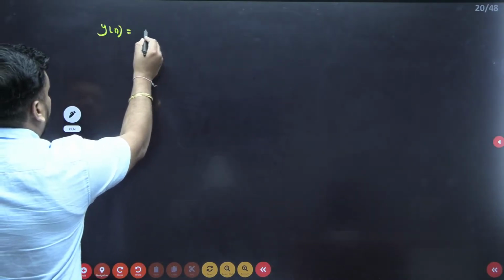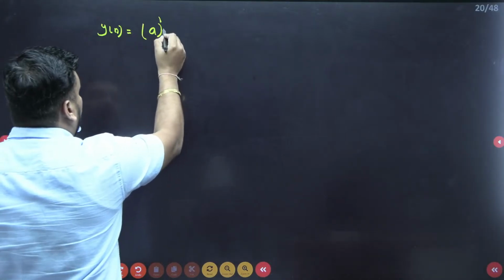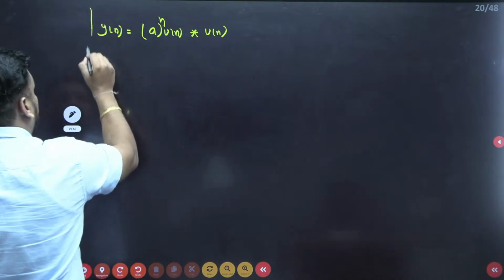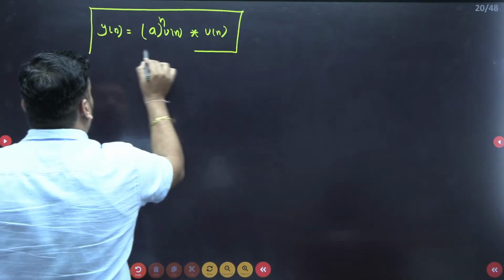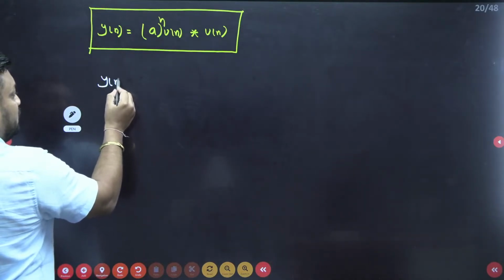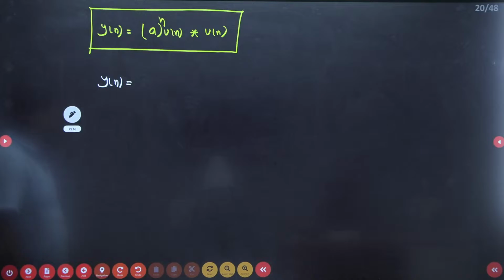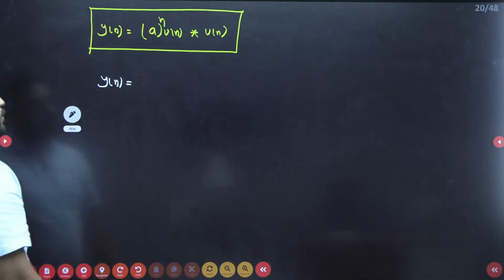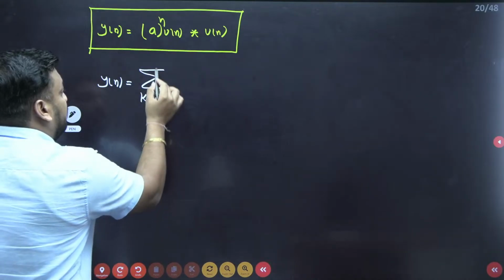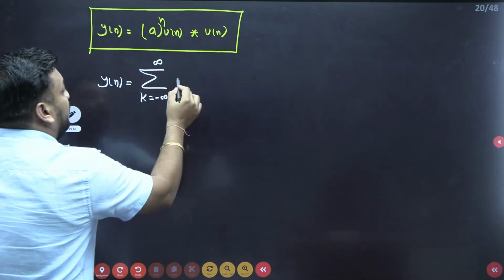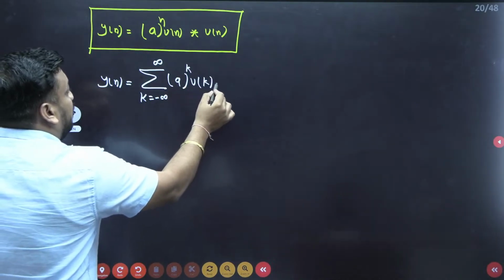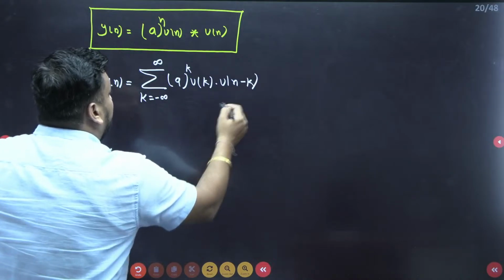Let me take y[n] equal to aⁿ u[n] convolved with u[n]. Then how to solve? Simply apply the convolution formula. I think you already completed this in the last slide. So for y[n], my answer is the sum over k from minus infinity to infinity of aᵏ u[k] · u[n − k].